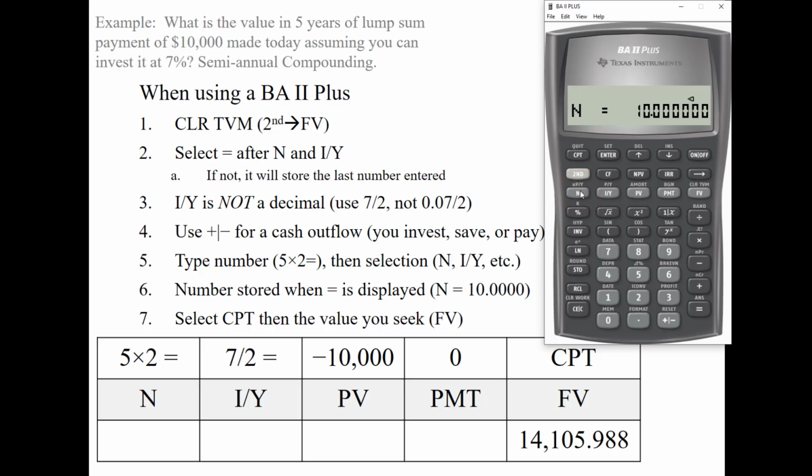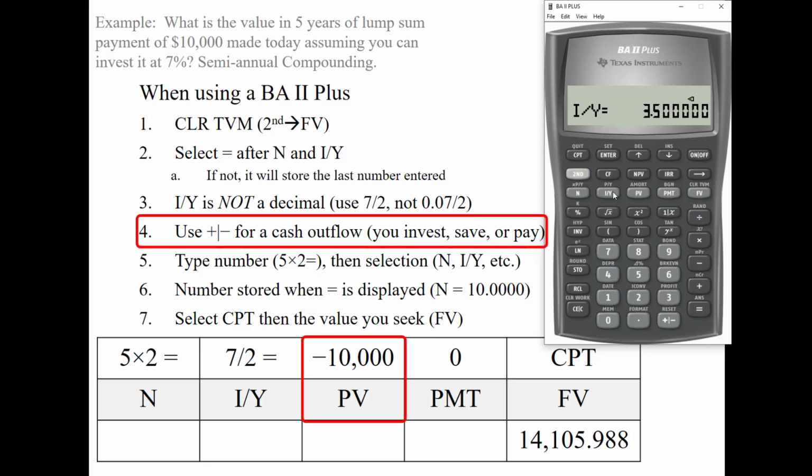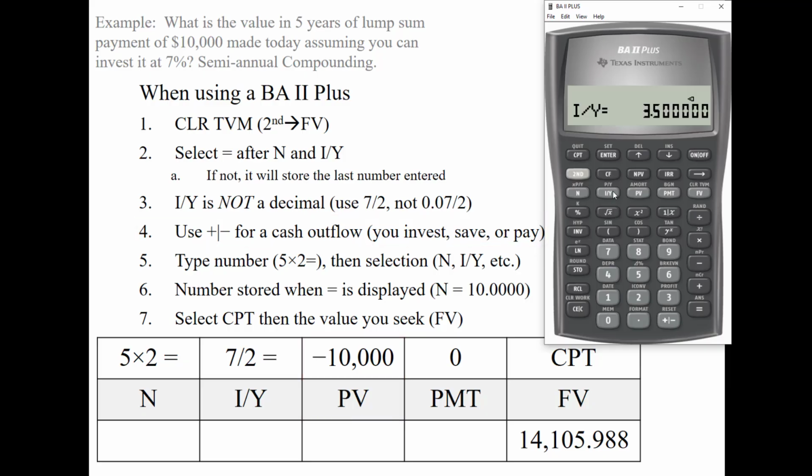Our interest rate or our yield is going to be 7% divided by 2, and so we type in 7 divided by 2 equals. And then hit IY. And just like the previous example, our present value is going to be a payment, so it's going to be a negative amount of $10,000. So I'll type in 10,000 and then hit the plus or minus key. And then select PV.